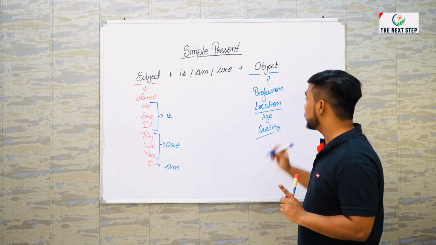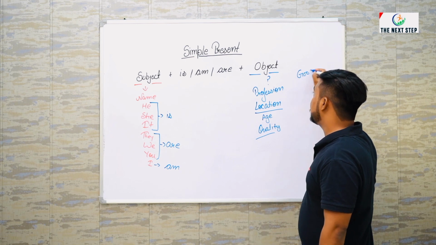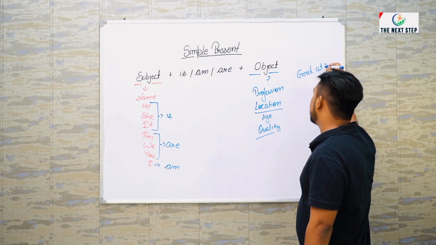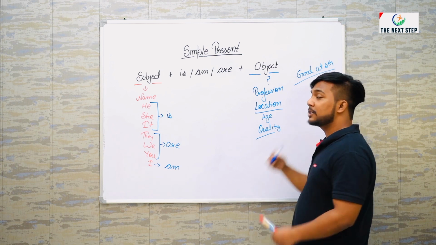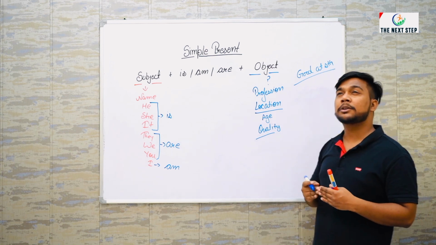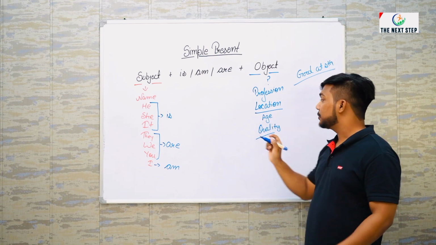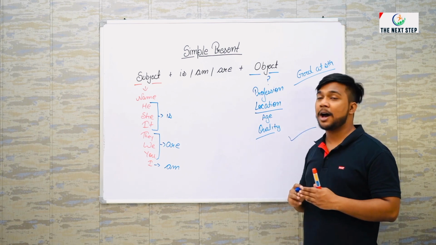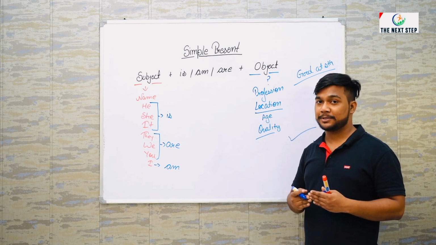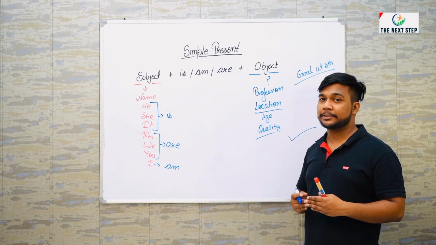Whenever you use good, you do need to add something. I'm good at English. I'm good at driving. So this is the information you can pass when you are using simple present. Let's go for the next rule.